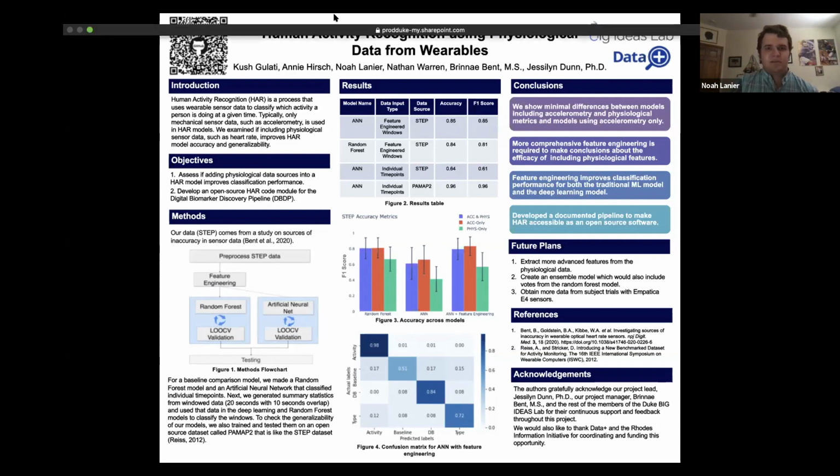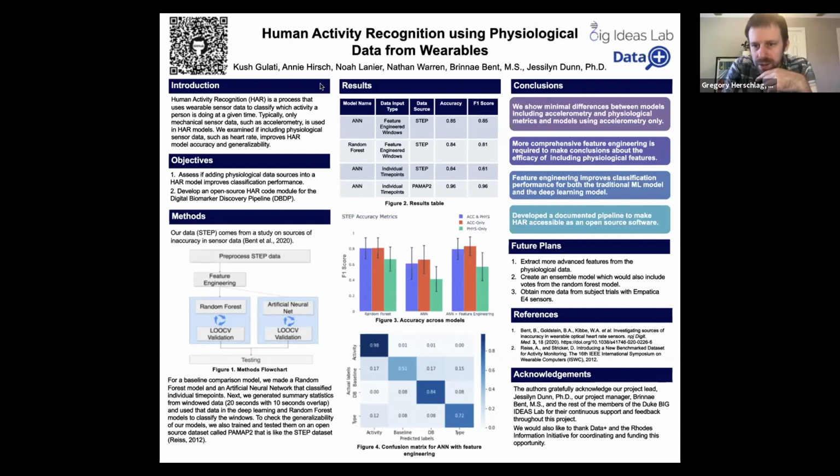Cool. There might be some questions in the chat. Yeah, so Donald Pepka asks, can you explain the random forest model a bit and how you used it with your data?